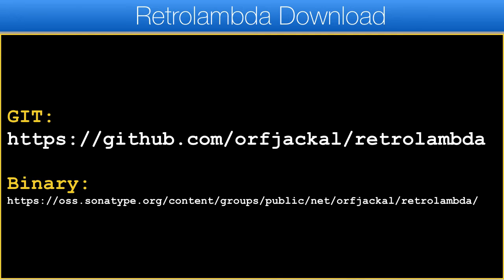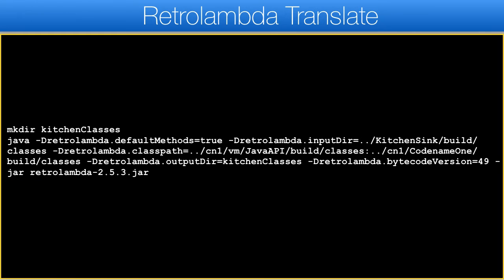We also need Retrolambda, which we can compile from github.com/orfjackal/retrolambda, or download the binary from oss/context/groups/public/net/orfjackal/retrolambda/retrolambda. I won't go into the compilation process of Retrolambda as I just downloaded the binary. I created a new kitchen sink iOS folder and placed the binary there. You can run Retrolambda with the following command.